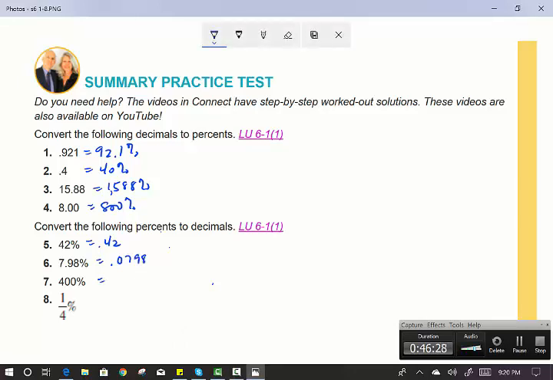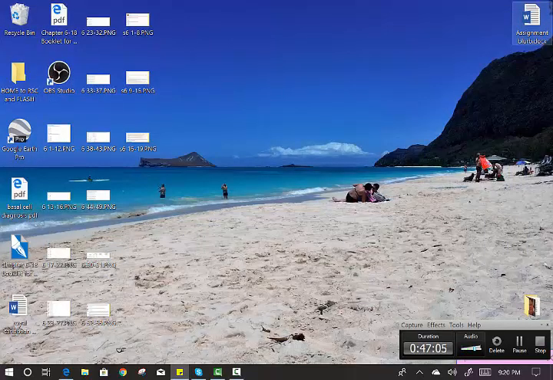Number 7 is 0.4, I'm sorry. Okay, 0.4. And let's see. Okay, and then number 8 is 1 divided by 4 to give it a decimal percent of 0.25%, and then convert that percent to a decimal, move the decimal point 2 places to the left to equal 0.0025 as a decimal. Okay, then number 9. Let's move to number 9.